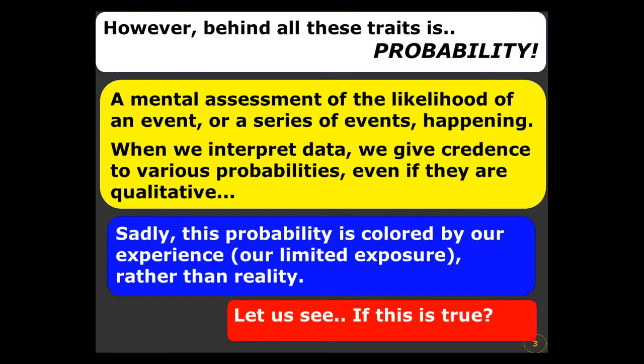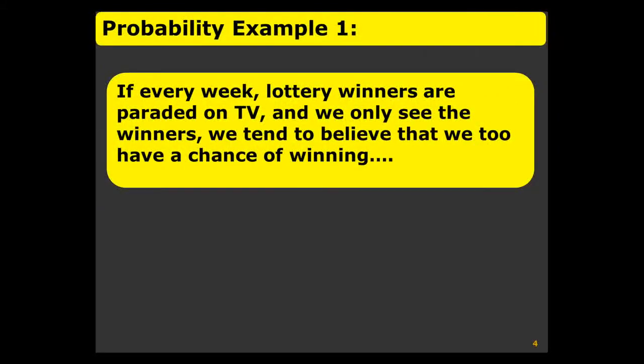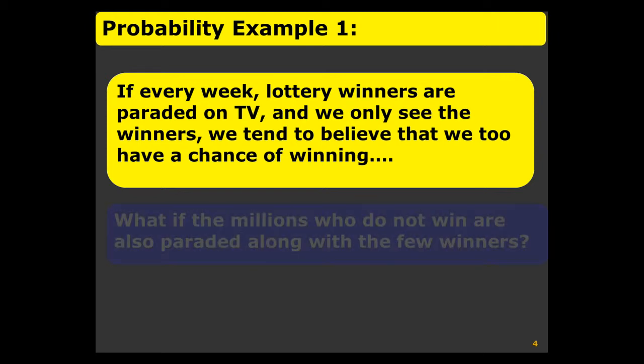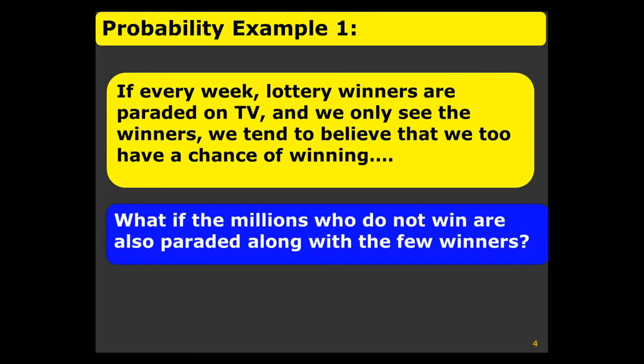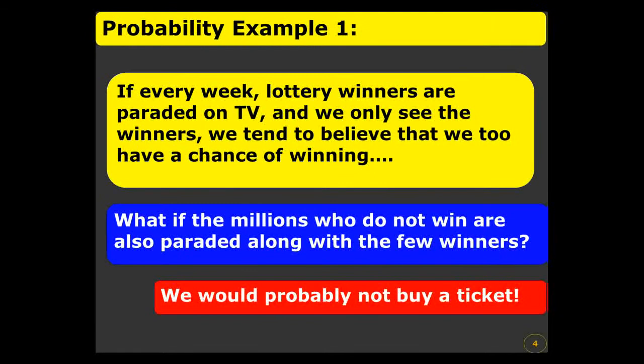So let's see if this is true. Let me try a simple example. If every week lottery winners are paraded on TV and we only see the winners, we tend to believe that we too have a chance of winning and we would probably buy a ticket. Now what if all the millions who did not win are also paraded along with the few winners? We would probably not buy a ticket because we see so many losers.